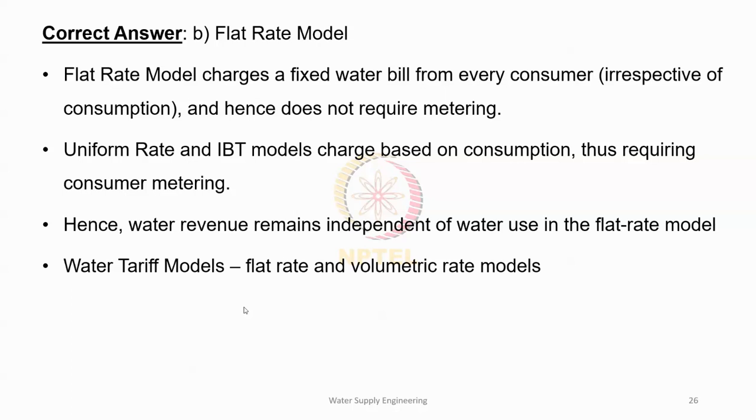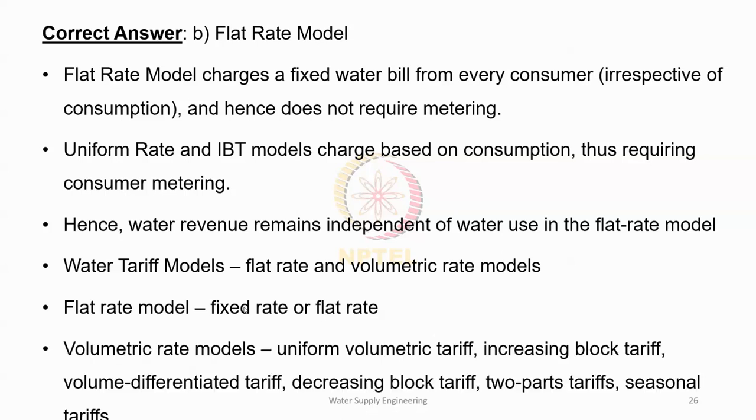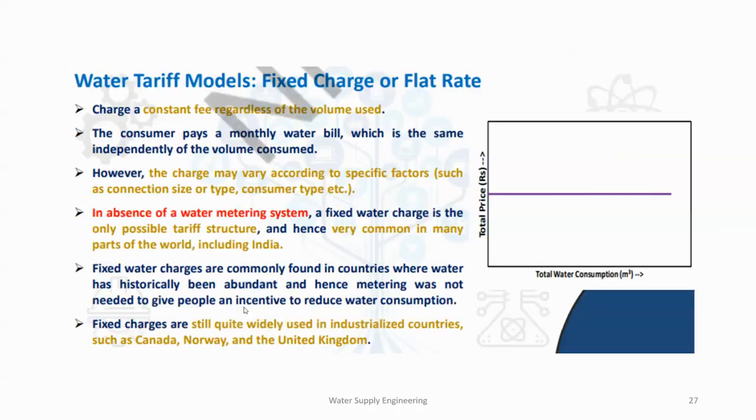So, there are different types of water tariff models. They can be broadly classified into two categories, that is, flat rate model and volumetric rate model. Flat rate model is fixed rate or flat rate, whereas volumetric rate models are of different types: uniform volumetric tariff, increasing block tariff, volume differentiated tariff, decreasing block tariff, two parts tariff, and seasonal tariffs. So we'll see one by one.